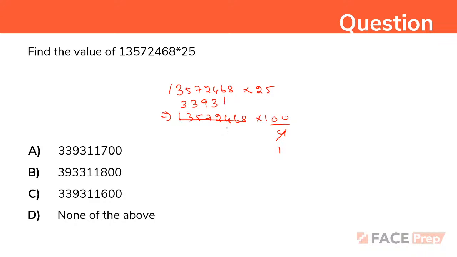So 4 ones are 4, again 6 we have. So again 4 ones are 4, 2 will be the remainder, and here we have 8. So that becomes 28. So 4 sevens are 28. So we have to multiply that with two zeros at last. So the answer will be 339311700. So the answer is option A.